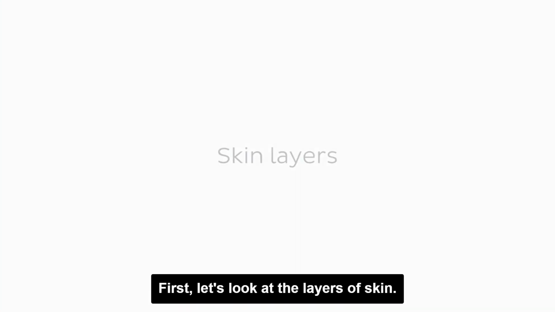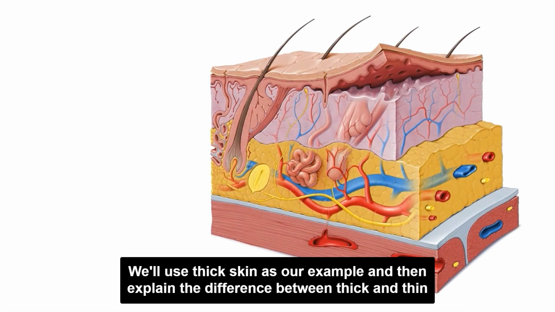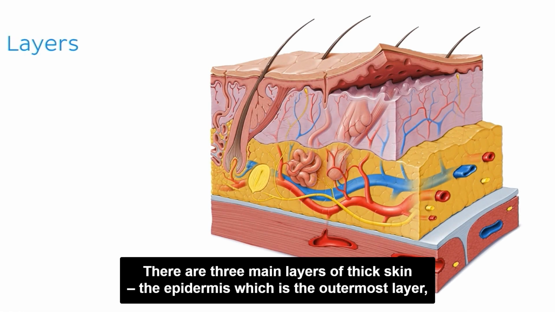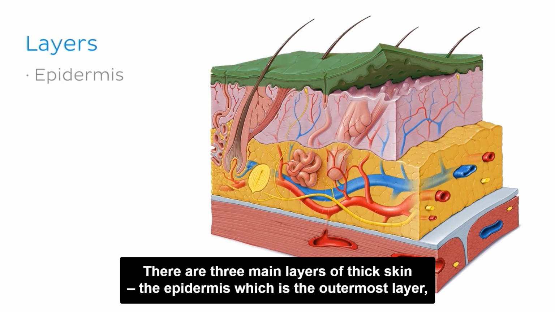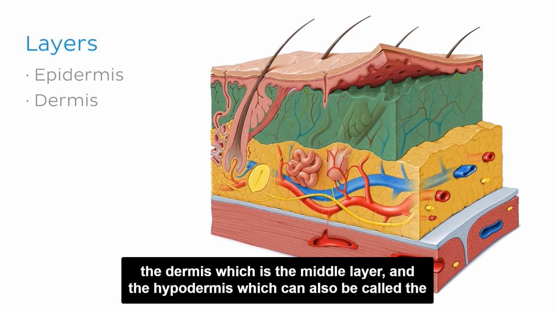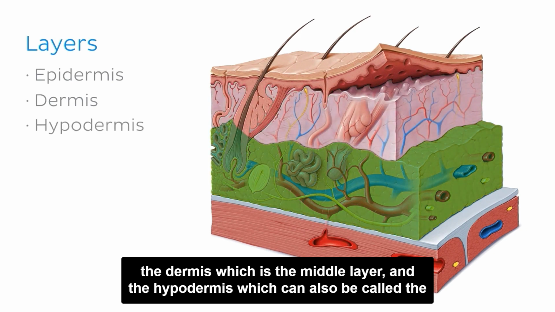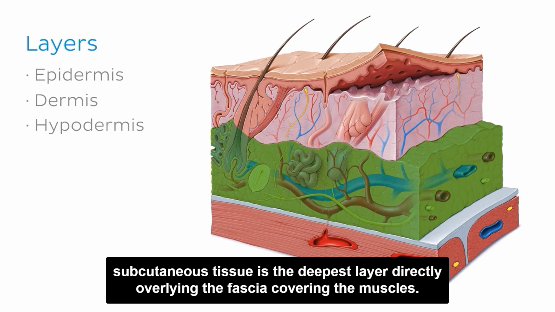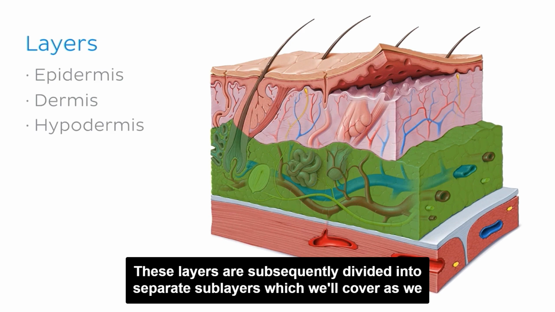First, let's look at the layers of skin. We'll use thick skin as our example, and then explain the difference between thick and thin skin later on. There are three main layers of thick skin: the epidermis, which is the outermost layer, the dermis, which is the middle layer, and the hypodermis, which can also be called the subcutaneous tissue, is the deepest layer, directly overlying the fascia covering the muscles.